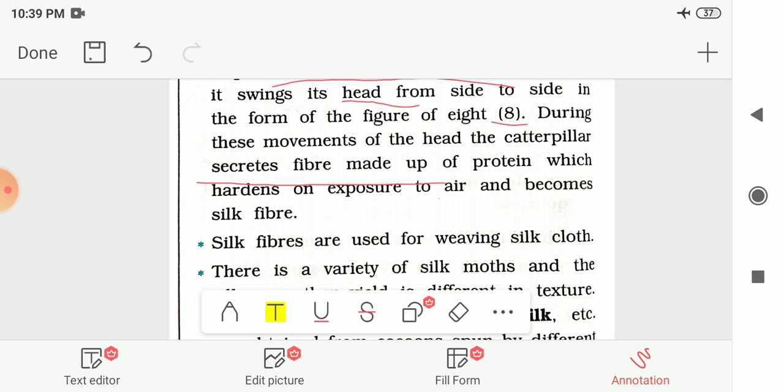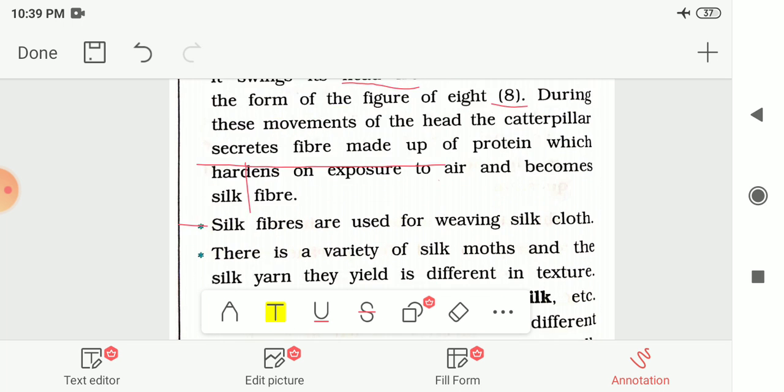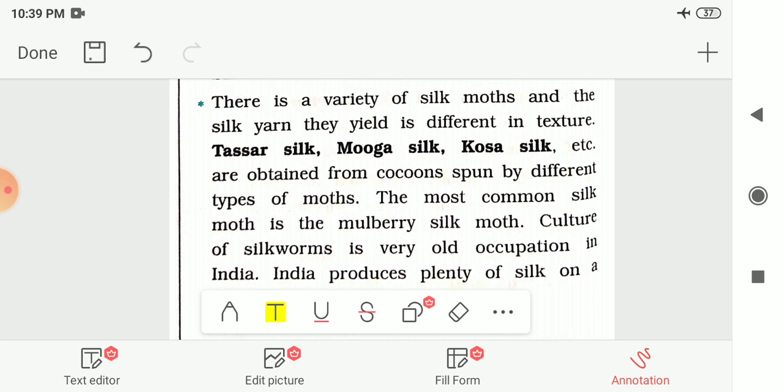During this movement, it releases some fibers, and these fibers are made up of protein. When they get exposure to air, they become hard, and at the end we get the silk fiber. So the silk fibers are used for weaving silk cloth, and there is a variety of silk moths, and the silk yarn they yield is different in texture.